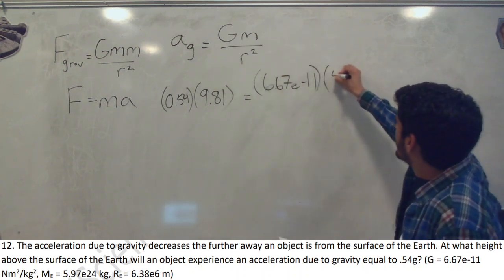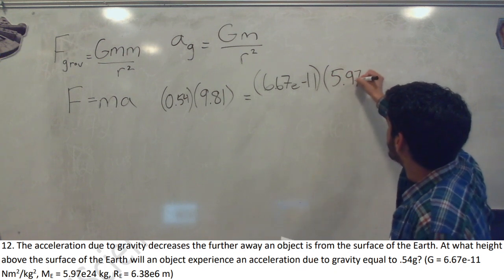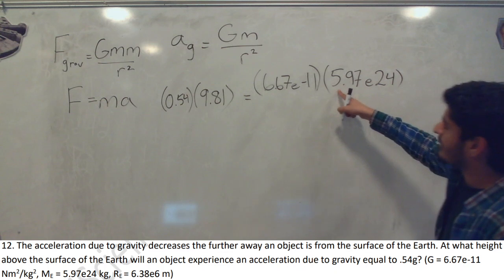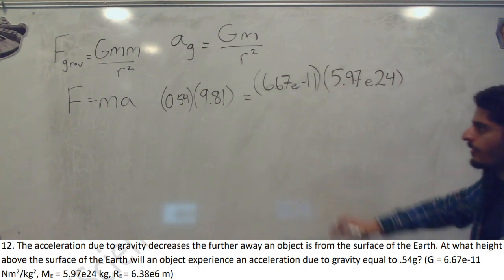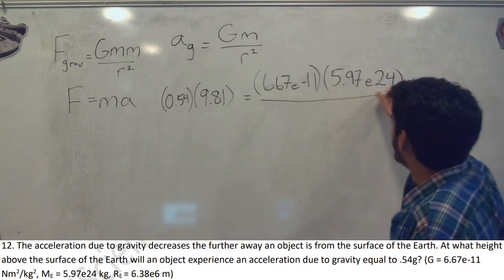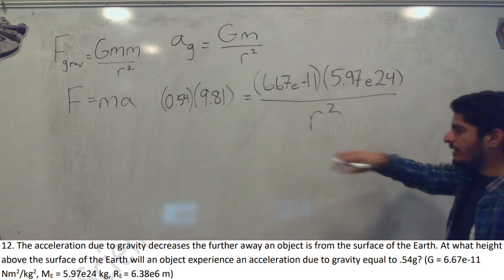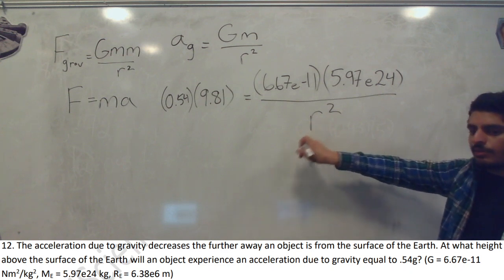So that would be, to be specific, 5.97 E24. You could round that to 6 instead of 5.97. You'll get close enough with your answer that it wouldn't matter. Divided by, and now this is where it gets interesting. I'm not going to put in the radius of the Earth. I'm going to leave it as r squared, and I'm going to try to solve for r.